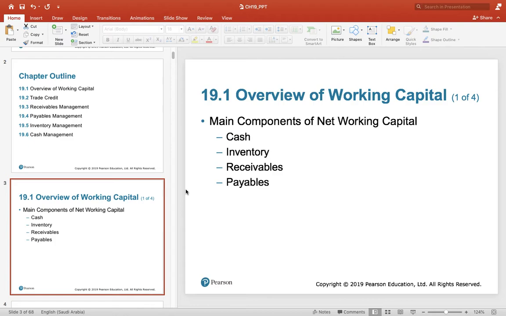Because net working capital is really used in practice, we will see the components of net working capital. Since it is current assets minus current liabilities, we will see the components of both here. Current assets consist of cash, inventory, and receivables. For current liabilities, we will take payables as an example. Once we deduct the current liabilities from the current assets, we get the net working capital we have seen in many other chapters.